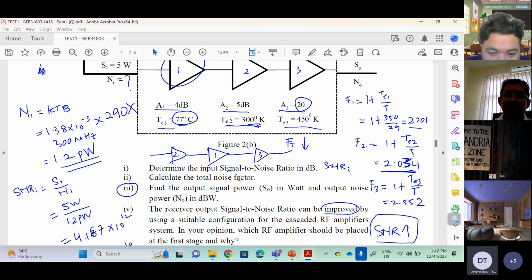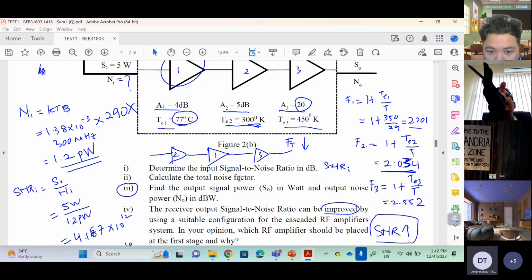Okay, so the answer is we need to do the arrangement so that amplifier 2 should be put at the first stage so that we can produce a less total noise factor. That's the answer. Okay, so susunan itu mestilah meletakkan noise factor yang paling rendah di hadapan supaya total noise factor yang terhasil adalah rendah, paling rendah.